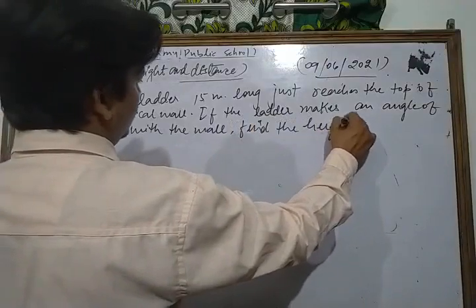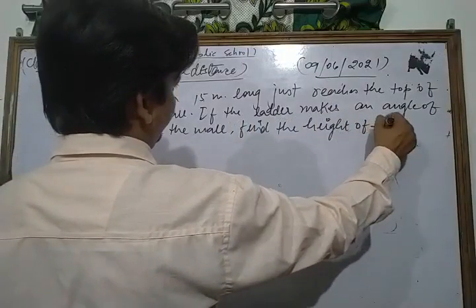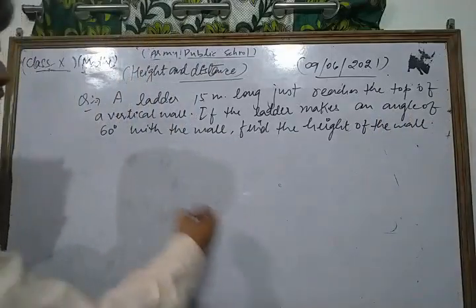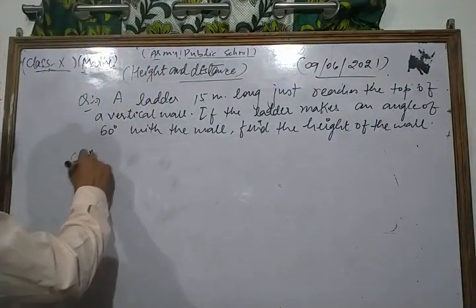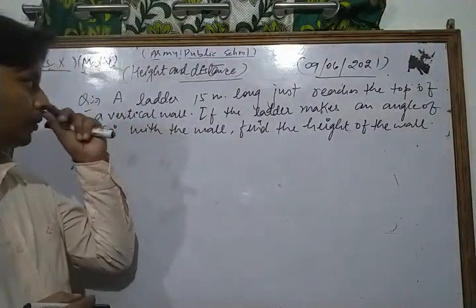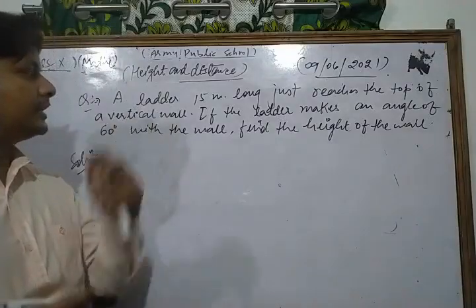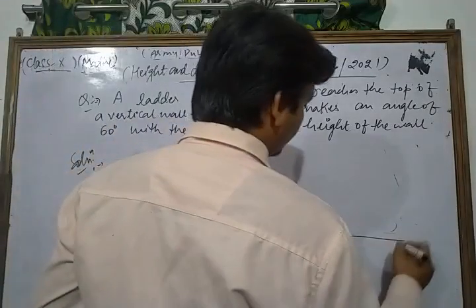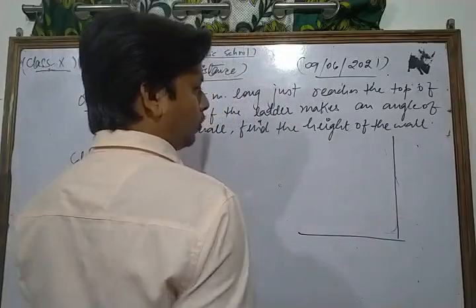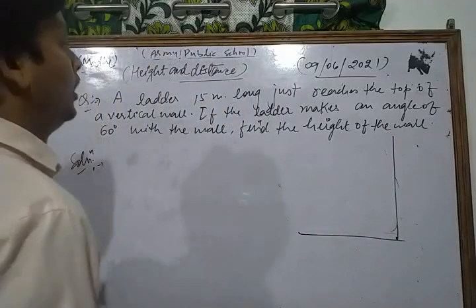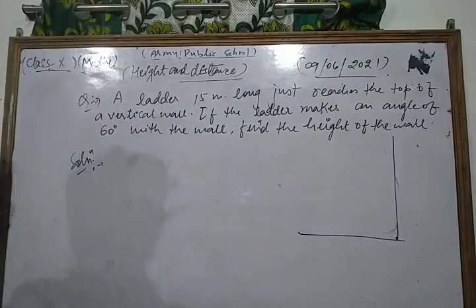This is a very conceptual and very important question based on height and distance. A ladder 15 meters long just reaches the top. So first of all we draw the horizontal surface. This is the wall, and the ladder makes an angle of 60 degrees with the wall.